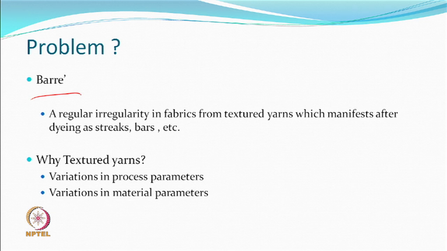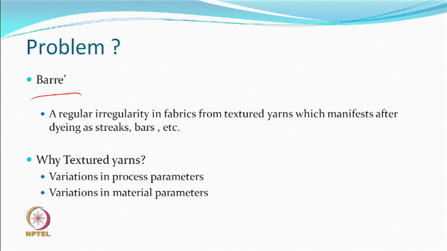And why textured yarns? Because every time you set up any kind of process parameter, there is going to be a range under which you work. A temperature is not a fixed point, you have a plus or minus accuracy, right. So, you fix 210, but the temperature at any given point of time will be 210 plus or minus something. Similarly, any kind of measurement that you do would have its own variation.